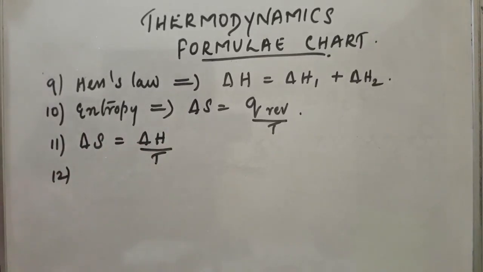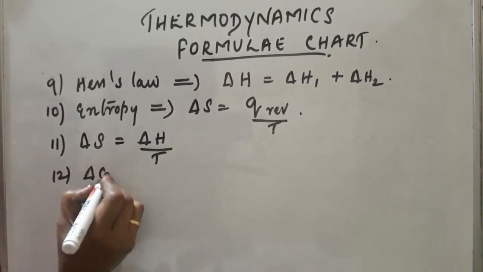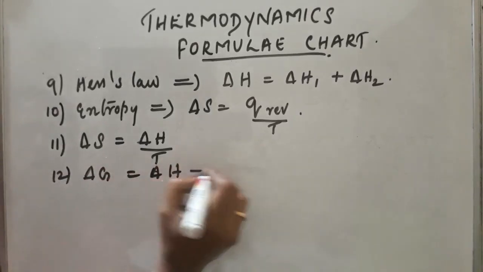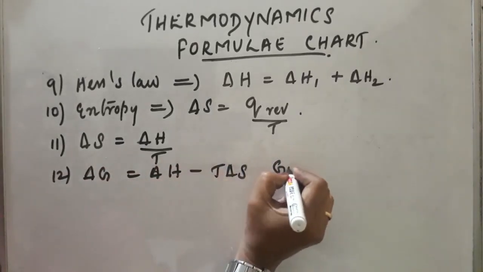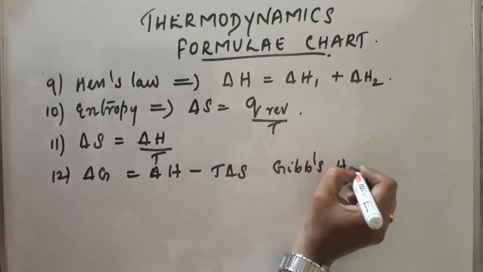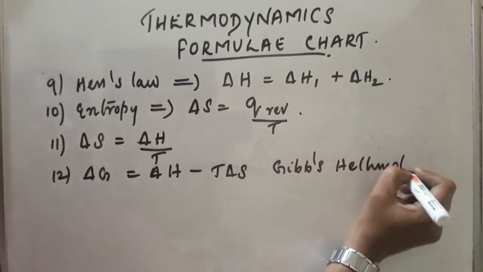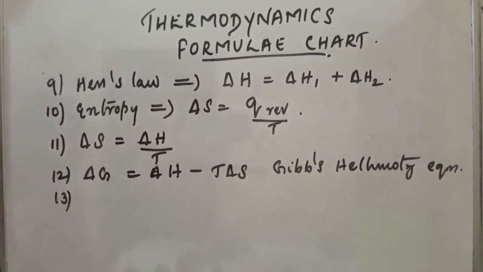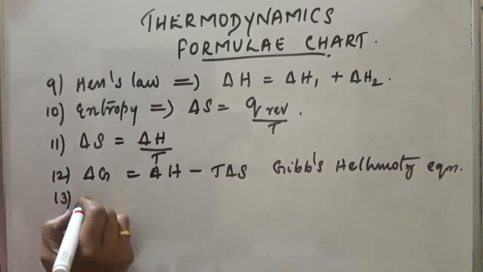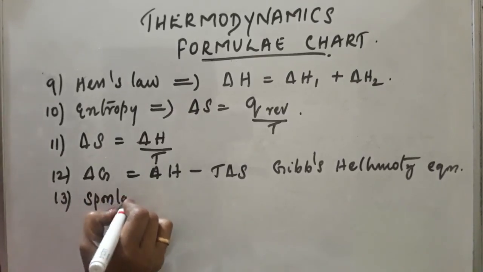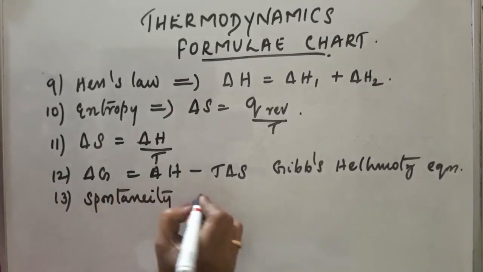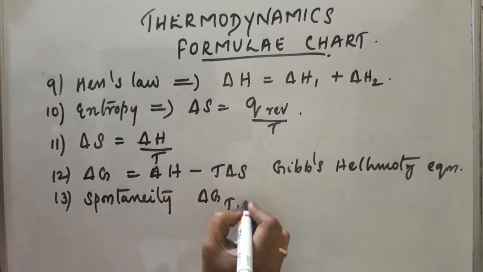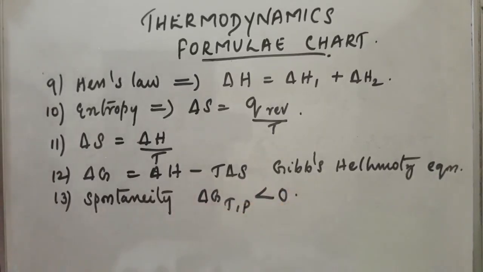Now, next formula, delta G. Delta G is equal to delta H minus T delta S. This equation is known as Gibbs-Helmholtz equation. Next formula, for spontaneity, we know delta G will be less than 0. So delta G will be a negative value for spontaneous process. We already discussed this.